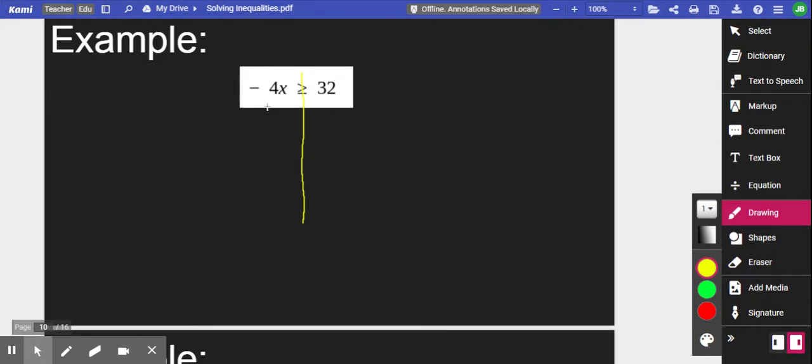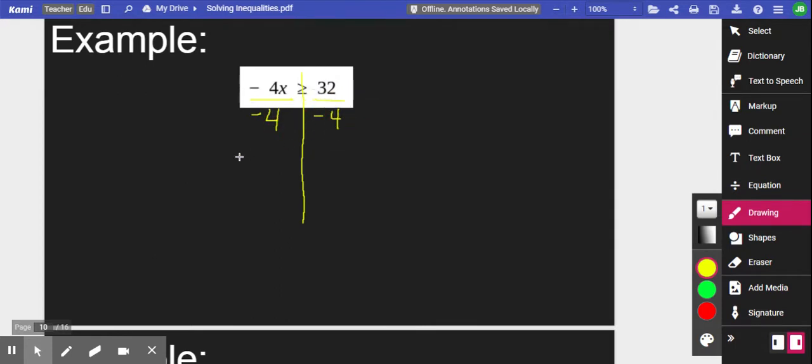SADMAP tells me to look for anything that's being subtracted or added to my variable term. And in this case, we do not have anything. Next, we want to look at, is there anything being multiplied or divided by our variable term? In this case, our x is being multiplied by -4. So in order to simplify this and get x by itself, we have to use the identity property. And what we're going to do is divide both sides by -4.